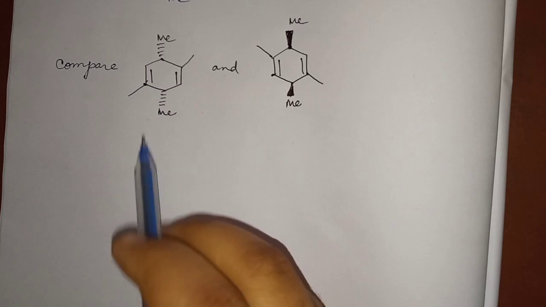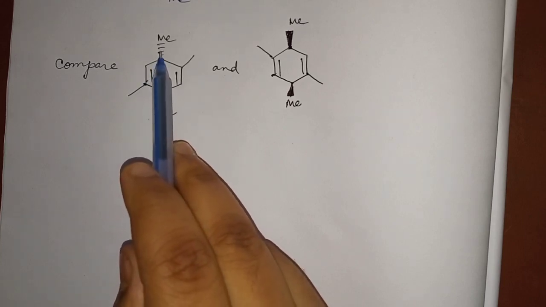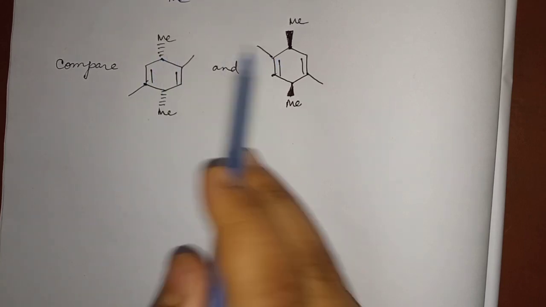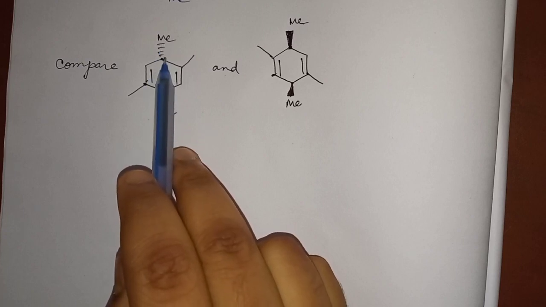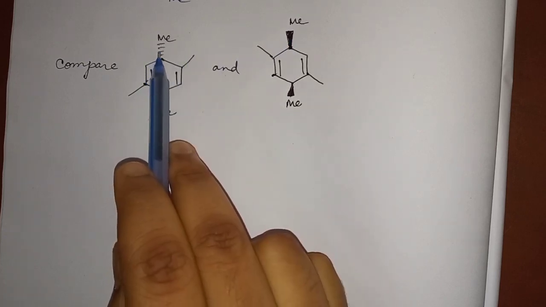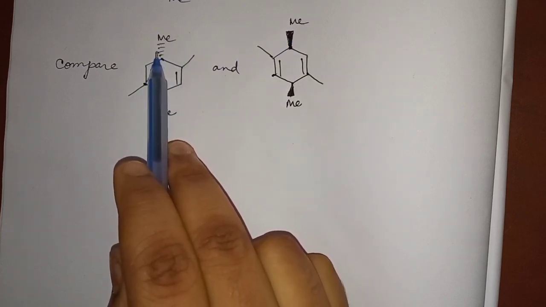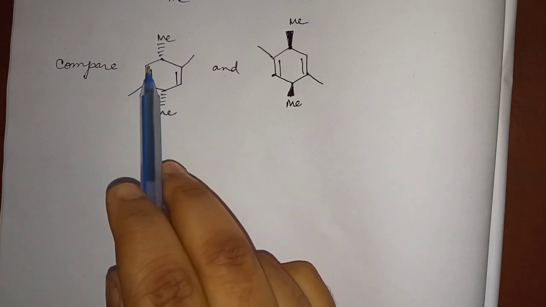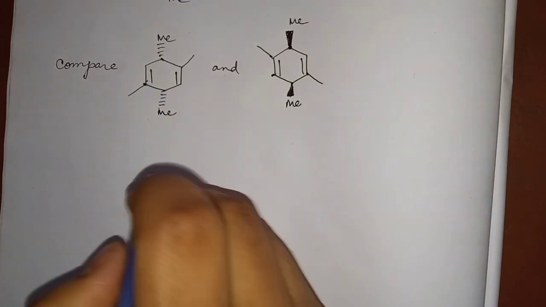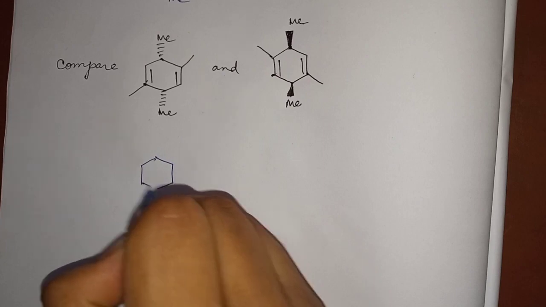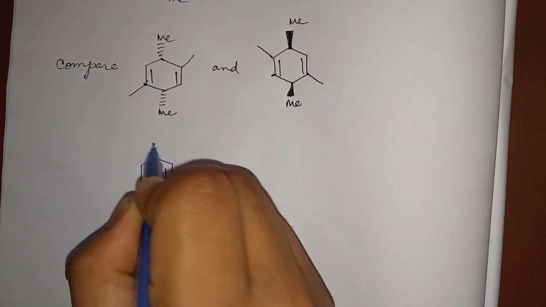Now let us solve this question. Notice that the thing that is different between these two structures is that the methyl groups are above the plane here and it is inside the plane here. So I have to bring this somehow above the plane. For that I have to perform some transformation. So let me take the mirror image about the vertical plane.